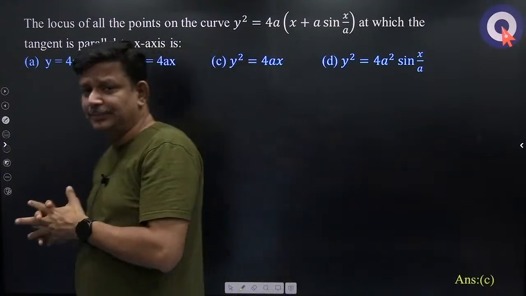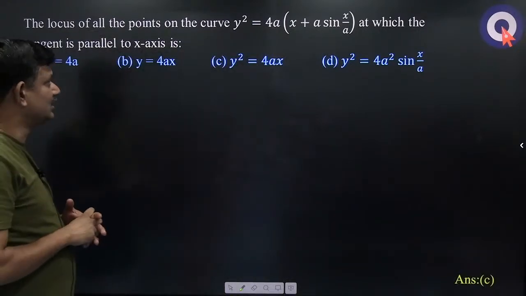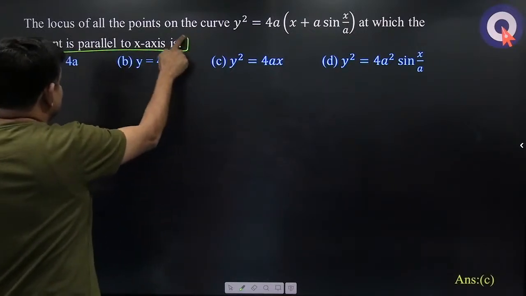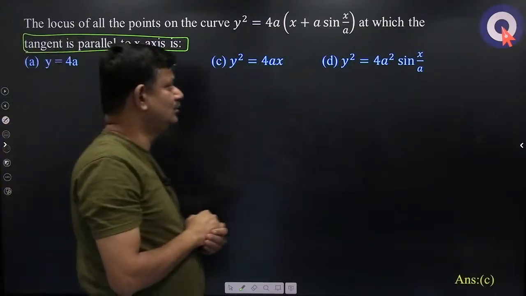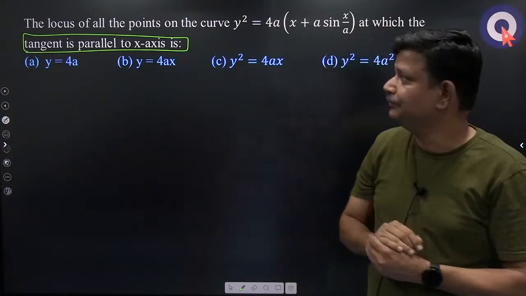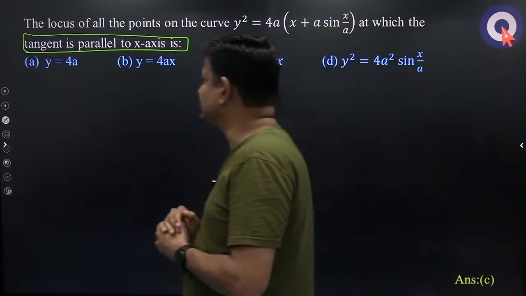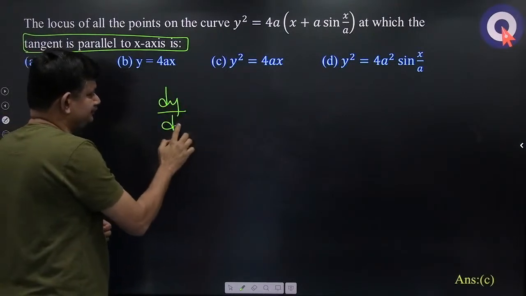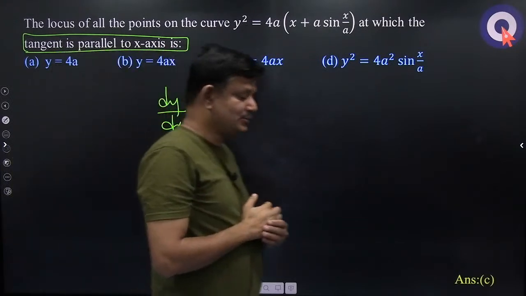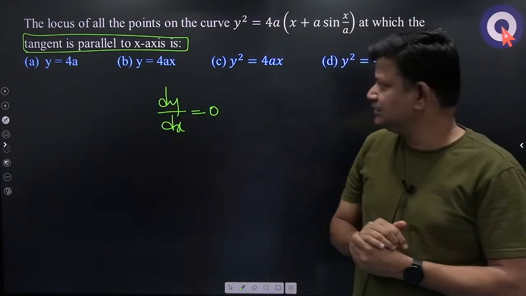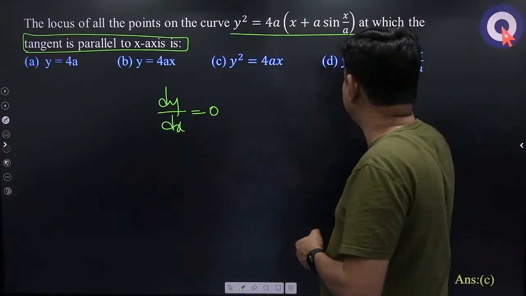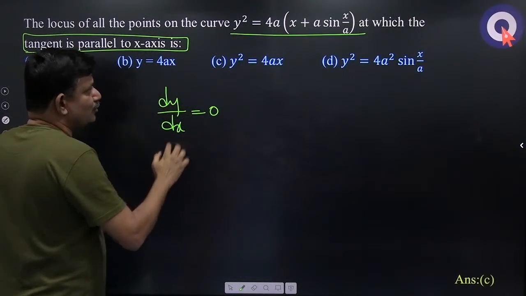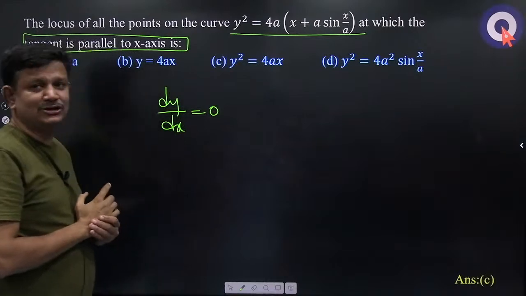The question reads: find the locus of all the points on the curve at which the tangent is parallel to the x-axis. When will the tangent be parallel to the x-axis? Of course, when dy/dx will be 0. Now differentiating, what will you get? 2y y dash is 4a into the derivative of x plus sin x by a.